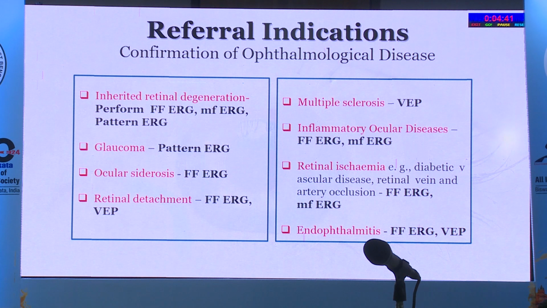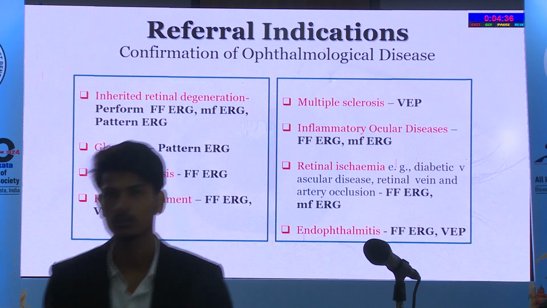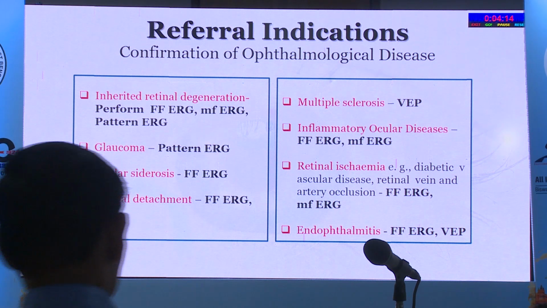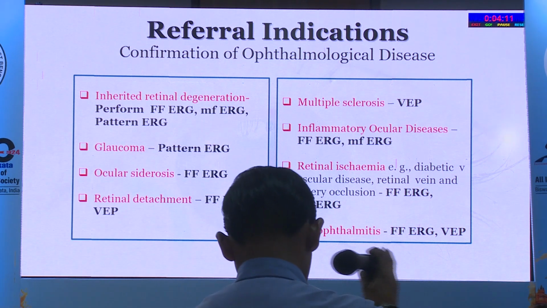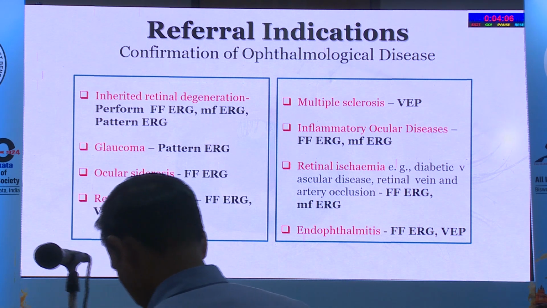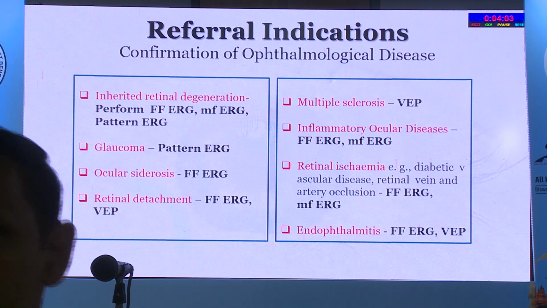When we get the referral, if the patients are suspected to have inherited retinal degeneration, then we need to perform a full field ERG, multifocal ERG, pattern ERG. In cases of glaucoma, pattern ERG is useful. In cases of ocular siderosis, full field ERG. In cases of retinal detachment, full field ERG and VEP. VEP helps in multiple sclerosis. In inflammatory ocular diseases, full field ERG and multifocal ERG are useful. In retinal ischemic conditions like diabetic and avascular disease, full field ERG and multifocal ERG are done. And in endophthalmitis, full field ERG and VEP are done.